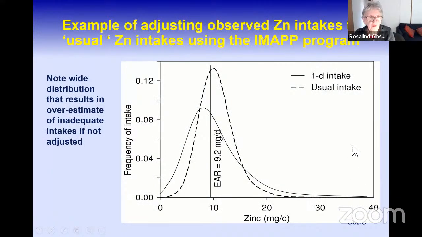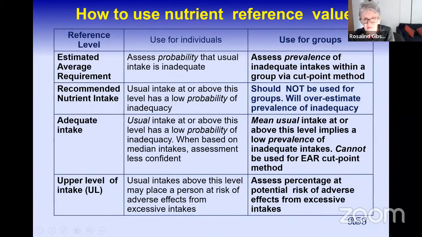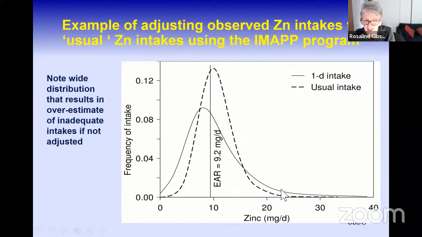So why do we use this program? Just to remind you, this solid line gives you the distribution of intakes based on a single 24-hour recall. This is data from a national survey undertaken in New Zealand on zinc. When we repeated the 24-hour recalls, we were able to get an estimate of within subject variability. This allowed us to adjust the distribution using a computer program such as MSM to the usual intake distribution, which is shown by this dotted line. And you can see it's a much narrower distribution after adjustment.